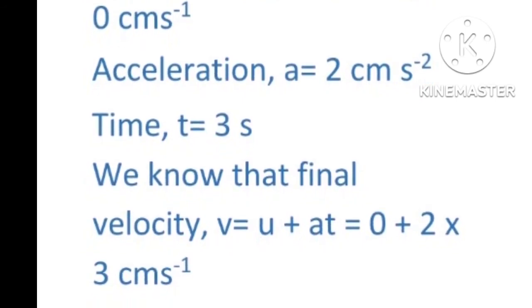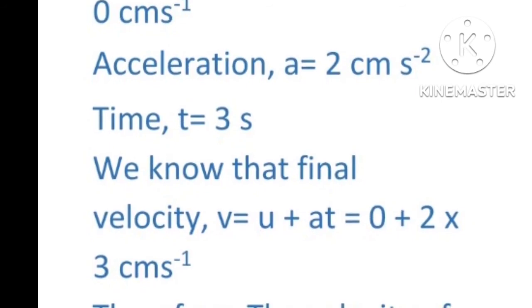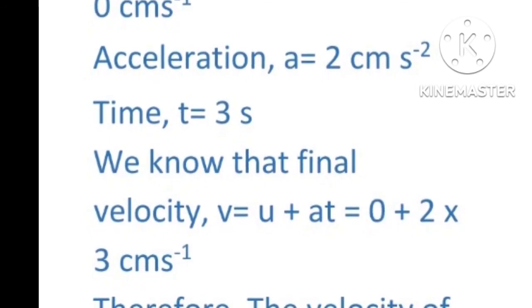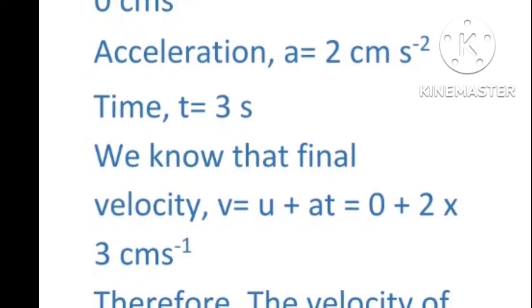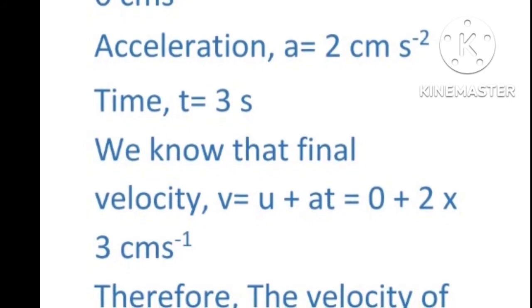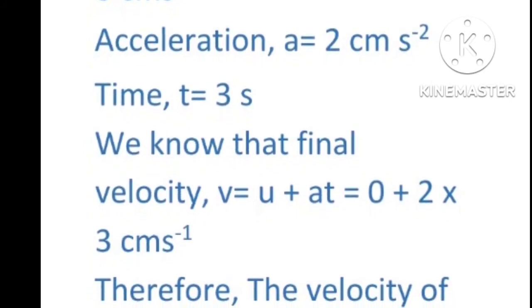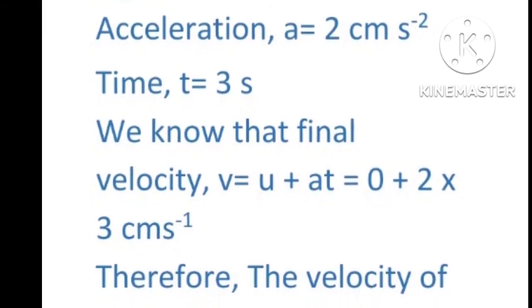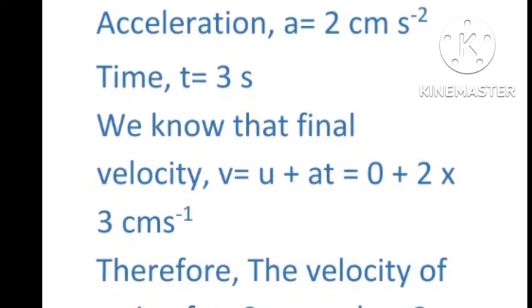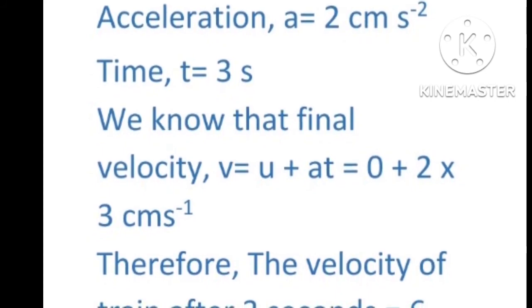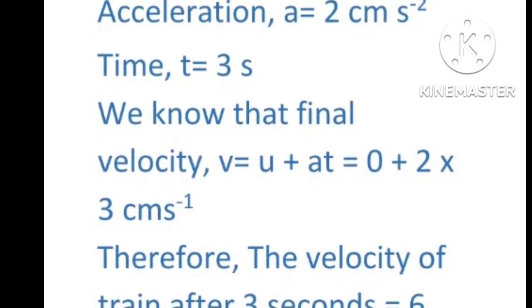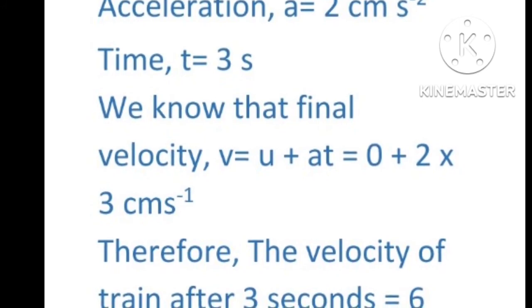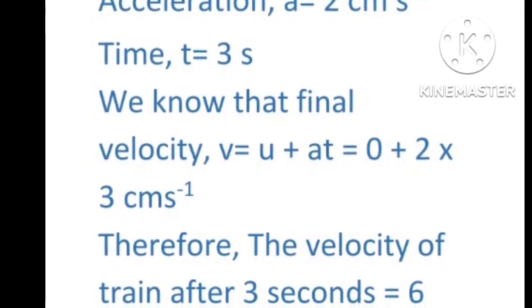So we can just write down the three equations on the notebook. That is v equal to u plus at, s equal to ut plus half at square, and v square minus u square equal to 2as. So which quantities do we have? a, t and u we have. We have to find v only. So which equation will be better to use? We can use the first equation, right?